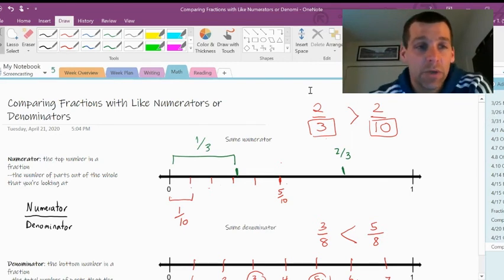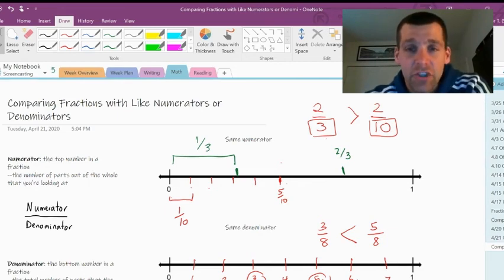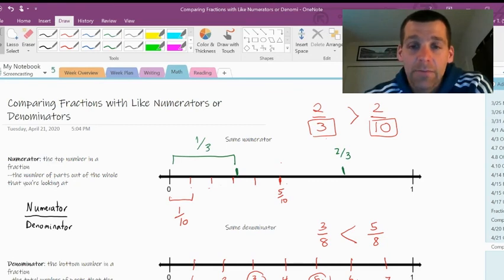Give that a shot as you're working today when you're comparing fractions with like numerators or like denominators. Put them on a number line so you can see it as opposed to just trying to use the greater than or less than symbol. Make sure you can visually prove that one is greater than the other or if they're equal.